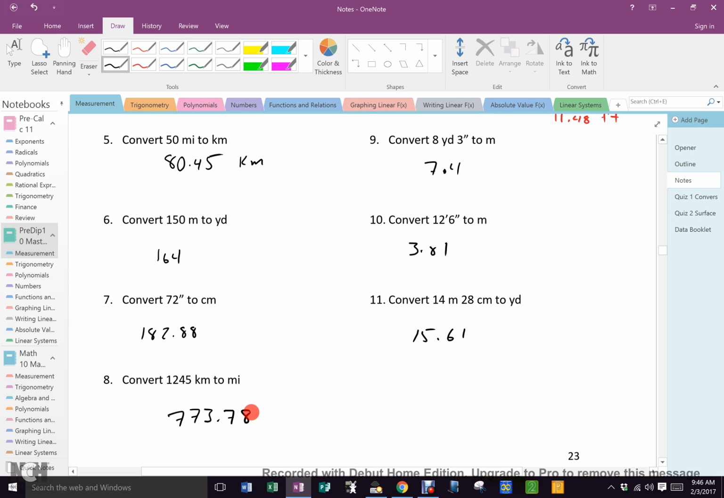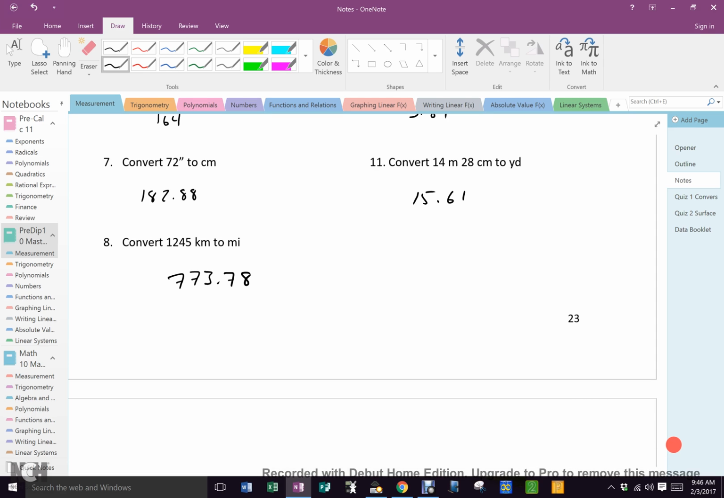Anybody need any of that explained? You follow the same rules. That's all you do, no matter what. Doesn't matter what you're converting. If you want to know if the bacon you're buying is cheaper at Safeway or Save on Foods, you do the same thing. You make this conversion. Cool? Okay.